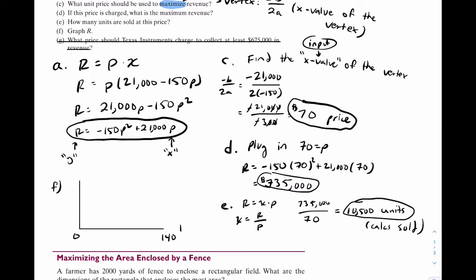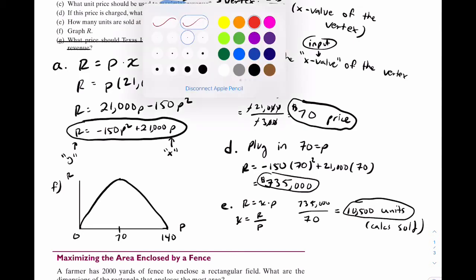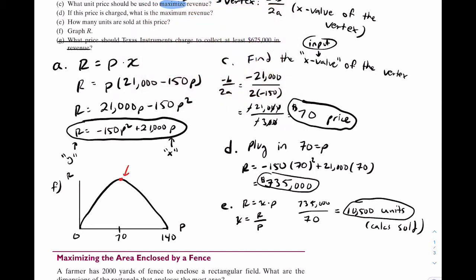Here's our x-axis, or the p value. The y-axis is your r value. And it would look something like this. It'll give us an upside down parabola, which makes sense because notice how this value here is negative, so that should be a negative parabola. And the vertex we can see is right here. There's our vertex.